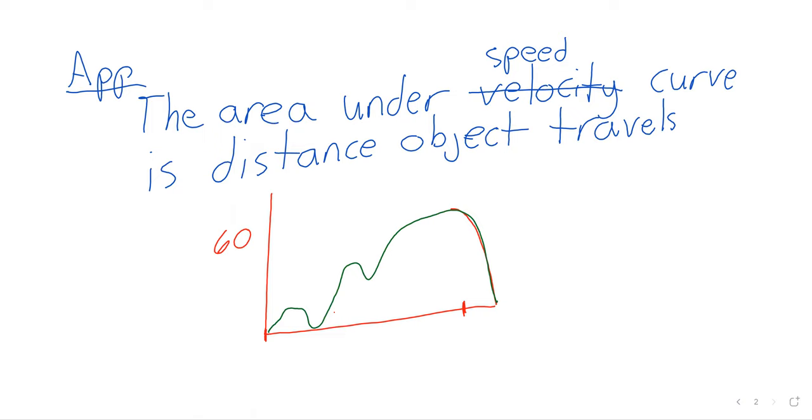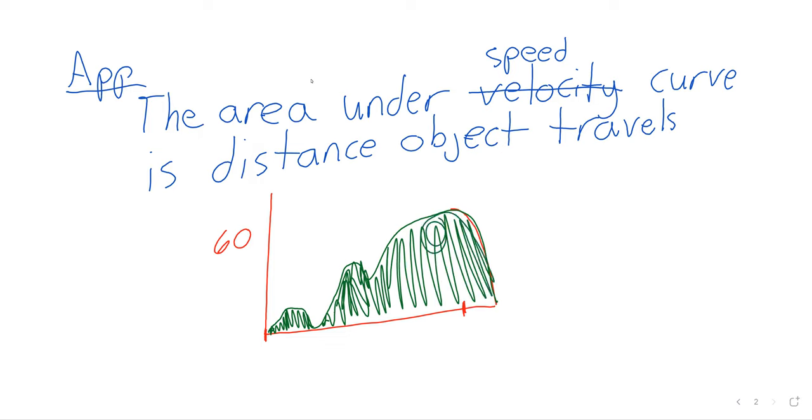If this is the velocity of a car, we can ask, well, how far does the car travel? And the distance that the car travels is the area under this curve. So this isn't just pure geometric nonsense. This does have real applications, and we'll see further applications as we progress through the course and through calculus too.